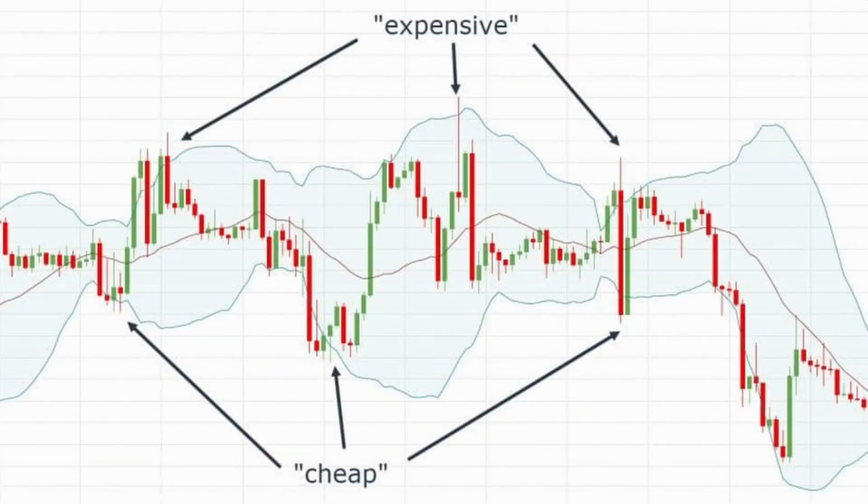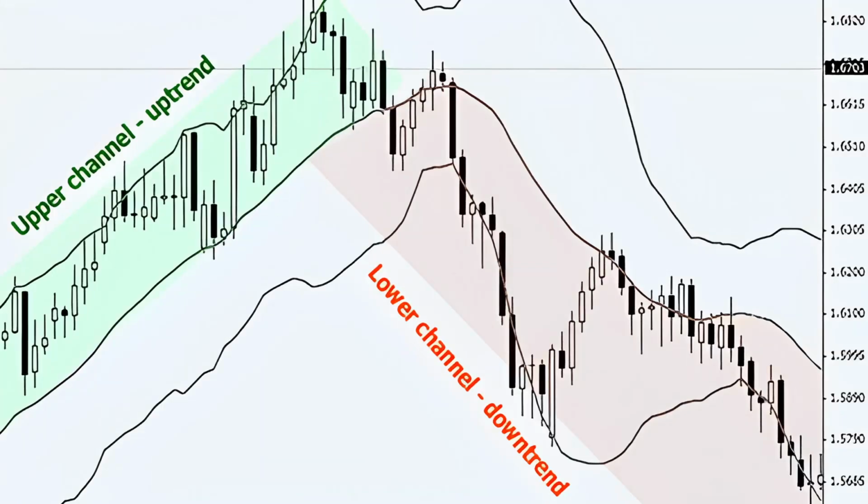When the price is near the upper band, it suggests the security might be overbought and could be due for a pullback. When the price is near the lower band, it suggests the security might be oversold and could be due for a bounce. If the price repeatedly touches the upper band, it may indicate a strong uptrend. Conversely, if the price repeatedly touches the lower band, it may indicate a strong downtrend.